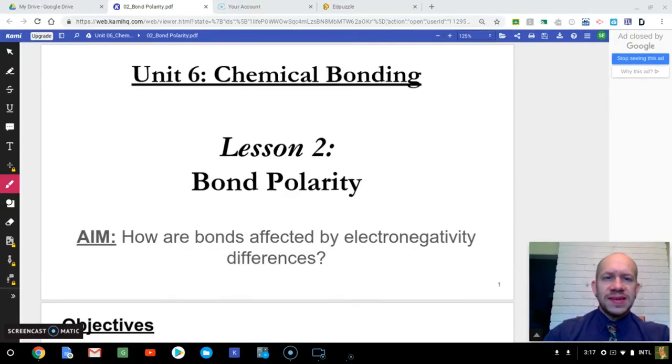This is Unit 6, Chemical Bonding, Lesson 2, Bond Polarity. How are bonds affected by electronegativity differences?